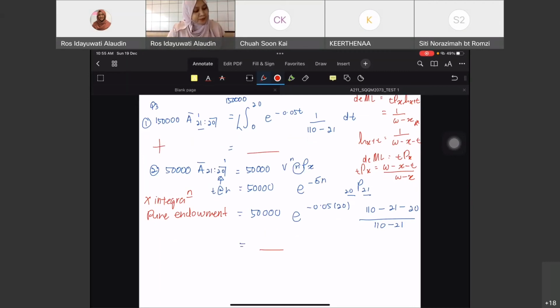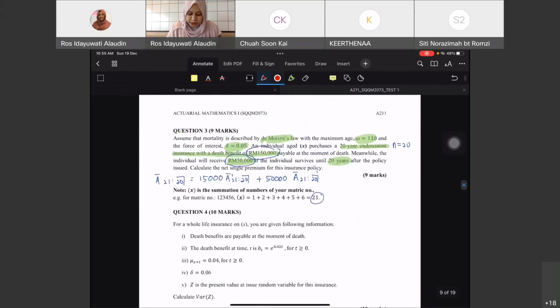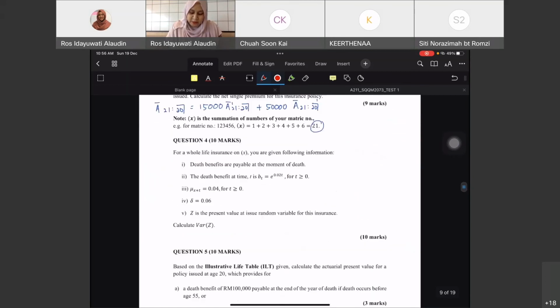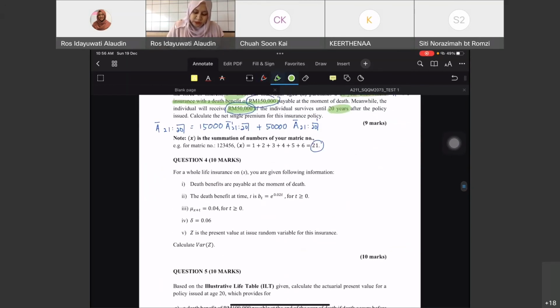Okay, and question 4. I have to go fast. We have only 30 more minutes. All right, so for question 4, for whole life insurance on X, the death benefits are payable at the moment of death. So you know that it is continuous. This is the keyword for continuous. If continuous, it involves integration.